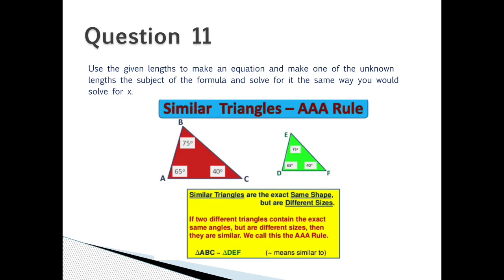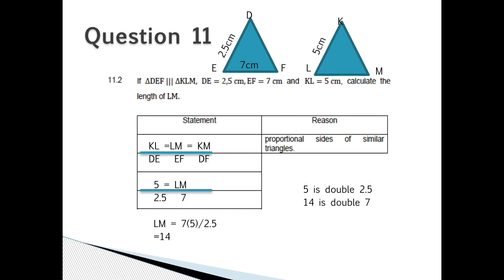Similar triangles are the exact same shape but different sizes. If two different triangles contain the exact same angles but are different sizes, then they are similar. We call this the AAA rule. Triangle ABC is therefore similar to triangle DEF. It's always important to try and write down the information that is provided to you in the question.